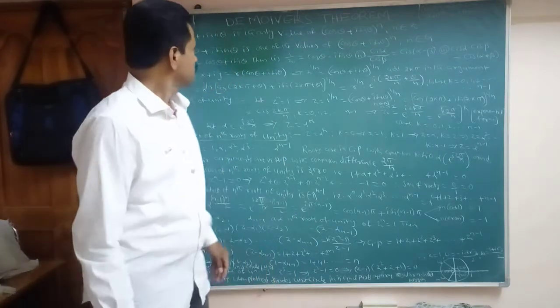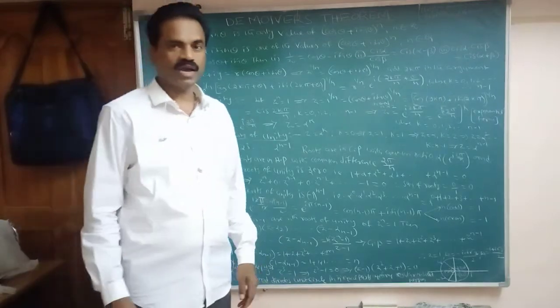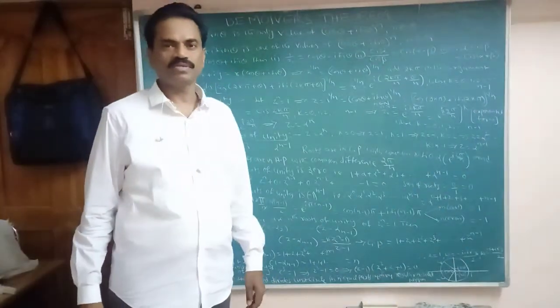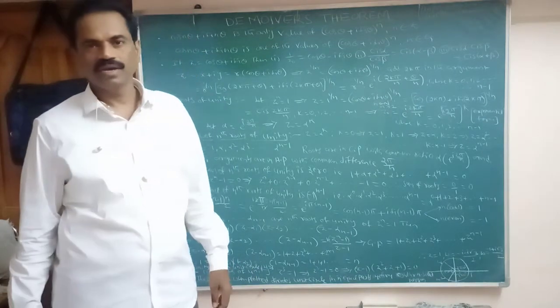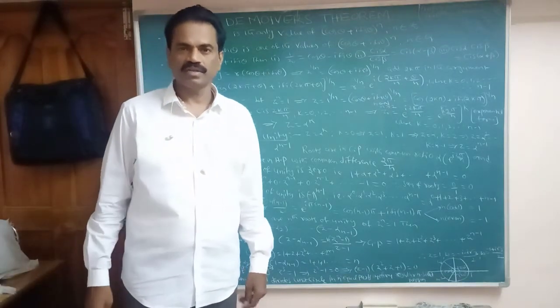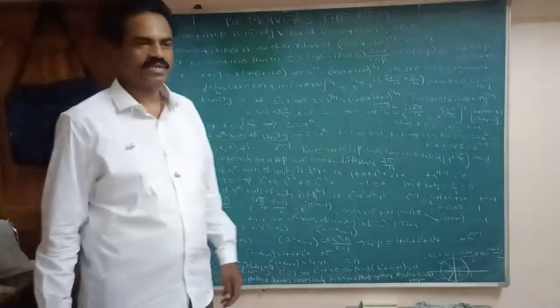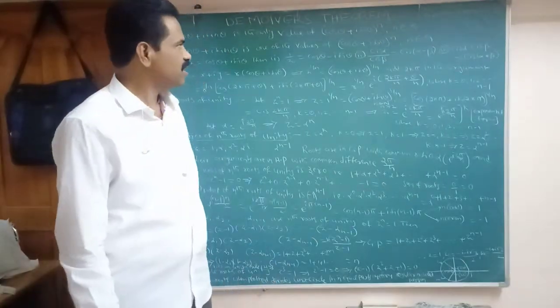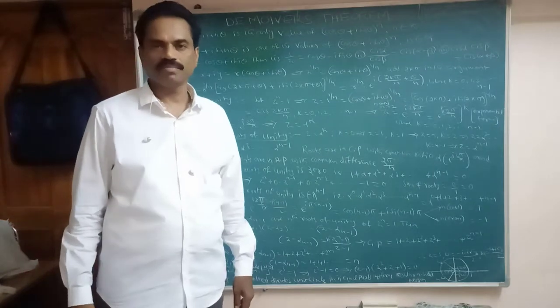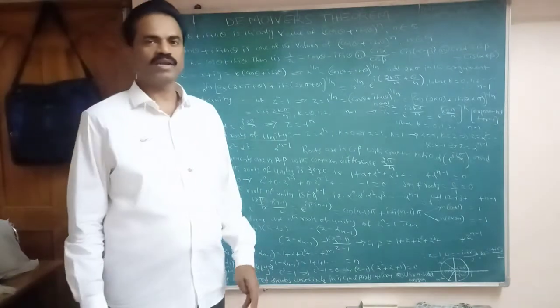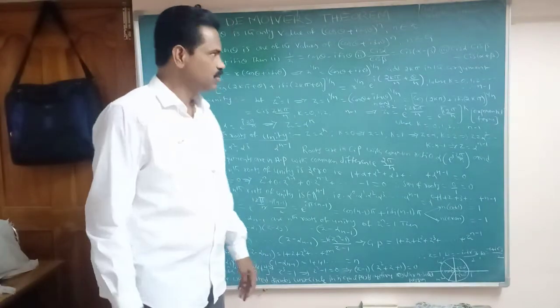So cos nθ + i sin nθ is the only one value of (cos θ + i sin θ) whole power n, where n is an integer, that is n belongs to Z. Cos nθ + i sin nθ is one of the values of (cos θ + i sin θ) whole power n, where n is a rational number, that is n belongs to Q.